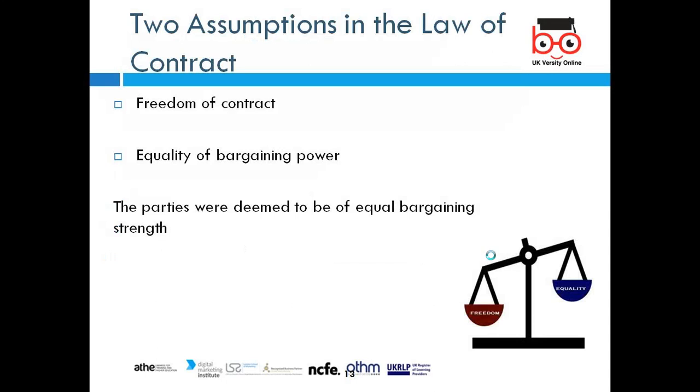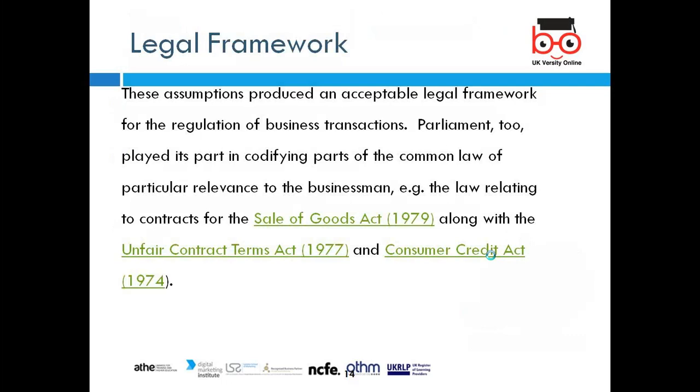Two assumptions in the law: freedom of contract, and equality of bargaining. Both parties are deemed to have equal bargaining strength, so both can bargain if they want to. These assumptions produce an acceptable legal framework for the regulation of business transactions. Parliament too has played a key part in codifying parts of the common law. I'll go through that next. Common law is also called civil law or case law.